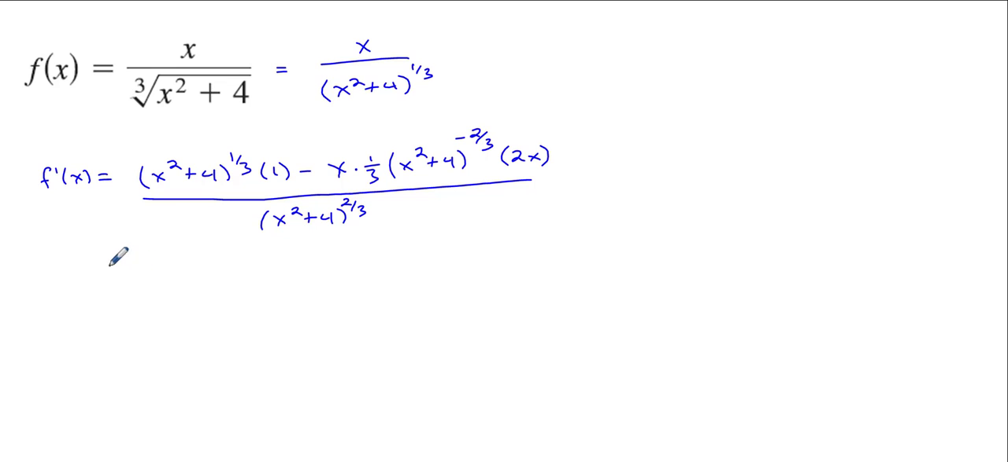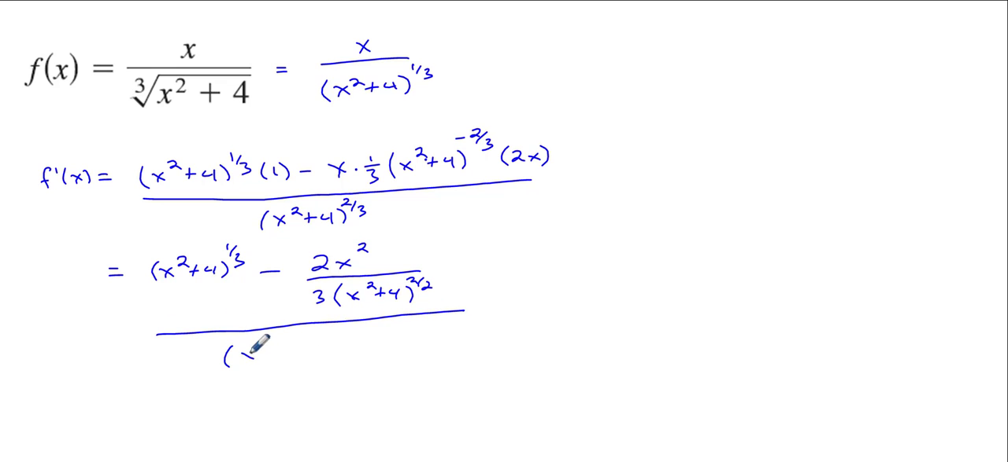Now this is kind of a mess a little bit. Okay, let's see here. Ooh, looks like we're gonna have a complex fraction, kids. So that's gonna be x squared plus 4 to the 1/3 power minus, okay, x is on top, 3 is on bottom, 2x is on top, this stuff goes on bottom. Looks like 2x squared on top. And then we have 3 times x squared plus 4 to the 2/3 power now, all over x squared plus 4 to the 2/3.